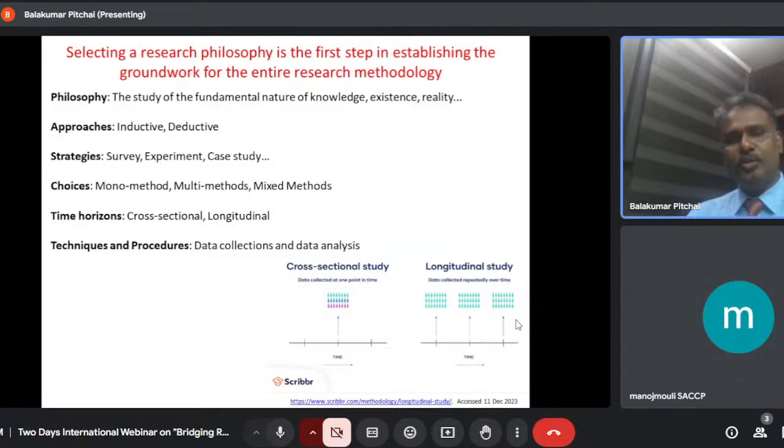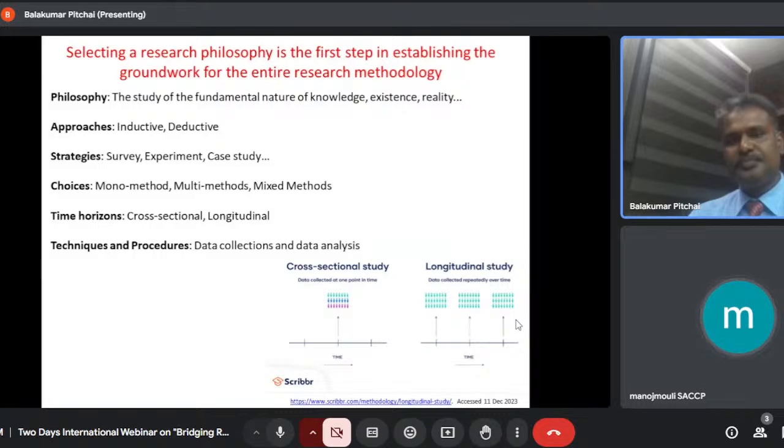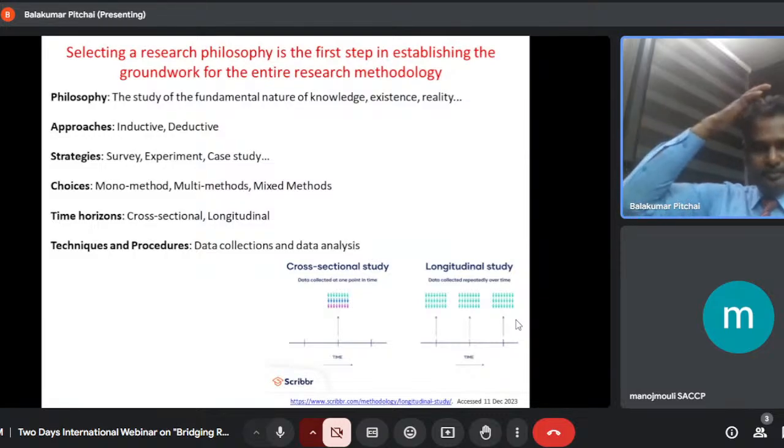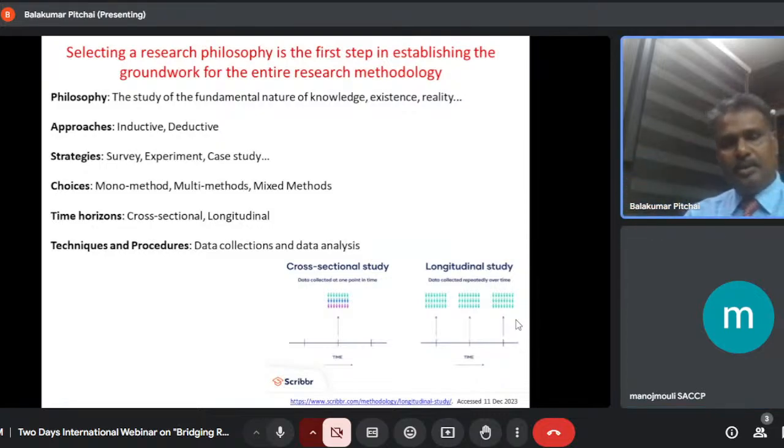So what kind of method are you going to follow? What are the choices? Whether your study is cross-sectional or longitudinal. Cross-sectional means data are collected at one point in time, and longitudinal means data are collected repetitively over time, day 1, day 3, day 10. So what kind of statistical analysis do you have to perform?